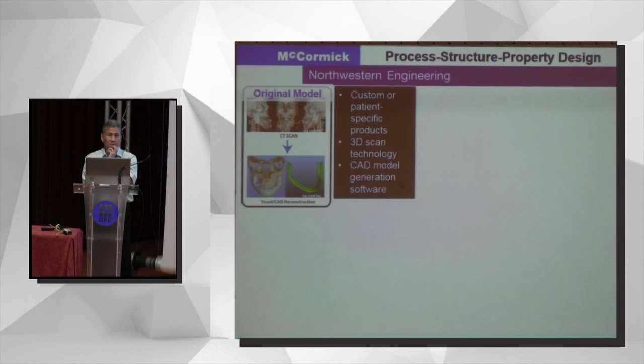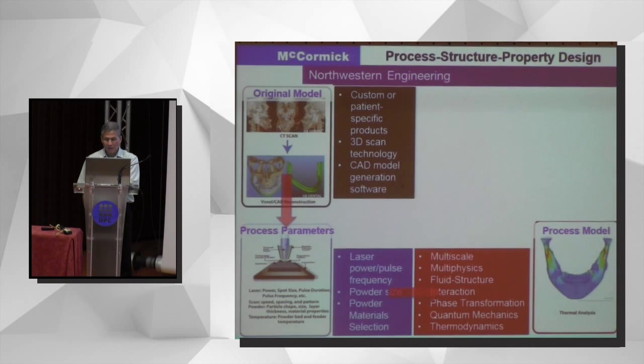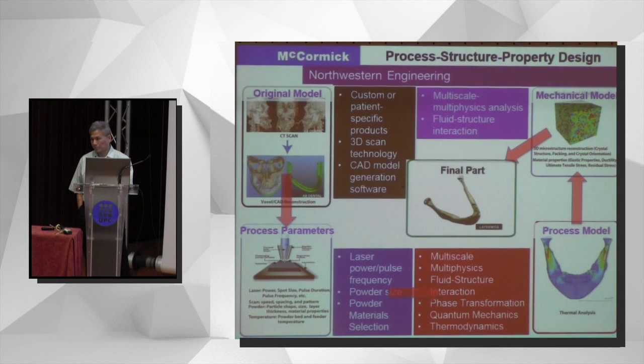Now, in biological applications, for example, in the dental industry, this has been done for a long, long time. You start with a CAD model. That means you want the geometry you want to put in. You do a process, and you do some kind of calculations. You do process modeling, and you determine the material properties, and finally you produce a part.